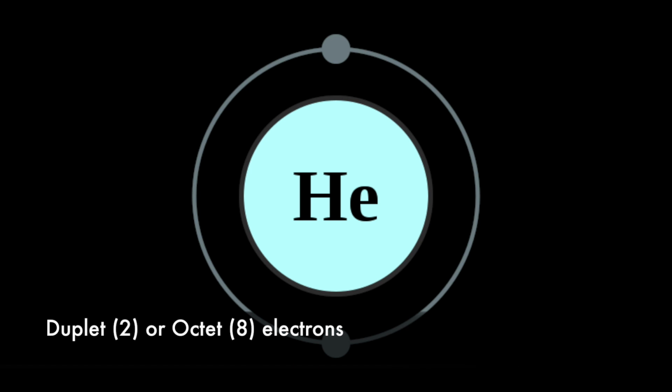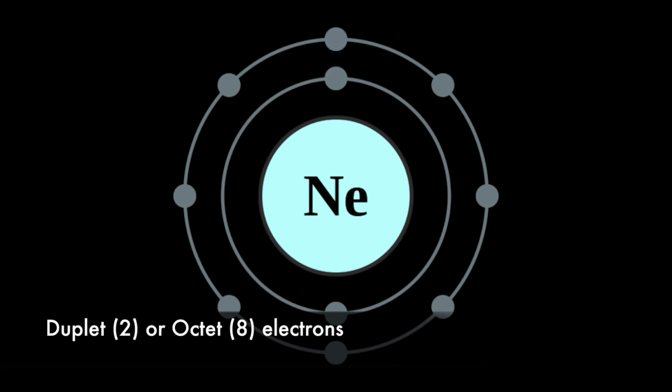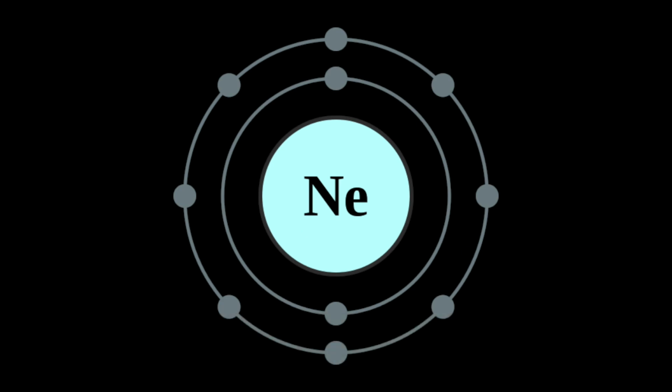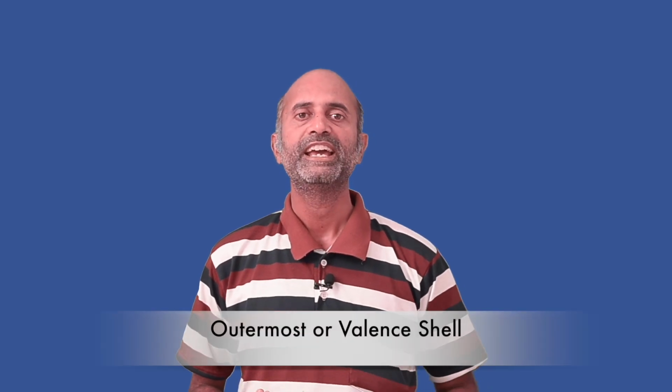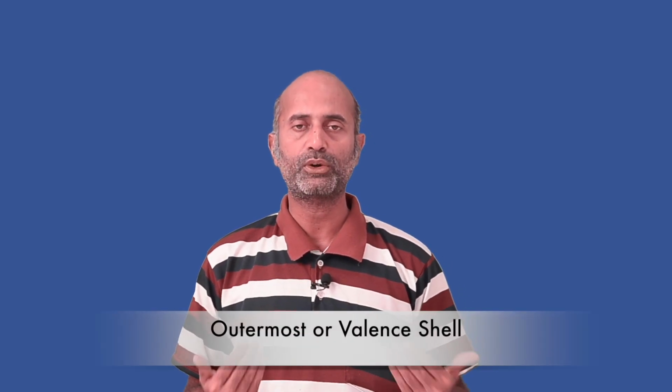This can be achieved when there are either 2 electrons, also known as the duplet, or 8 electrons, also known as the octet, in the outermost shell, also known as the valence shell of an atom of an element. So whenever an element gets either 2 electrons or 8 electrons in its outermost shell, also known as the valence shell, it achieves the stable noble gas configuration and it becomes completely stable, just like the noble gases.